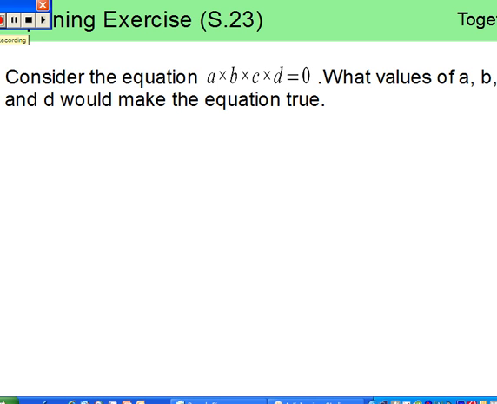Okay, go ahead and press pause so that you can think about it. Hopefully you came up with the idea that A, B, C, and D can be any numbers as long as one of them is 0. Because if A is 0, 0 times anything else is going to equal 0. If C is 0, 0 times anything else is 0. So as long as one of these is 0, the product will be equal to 0.